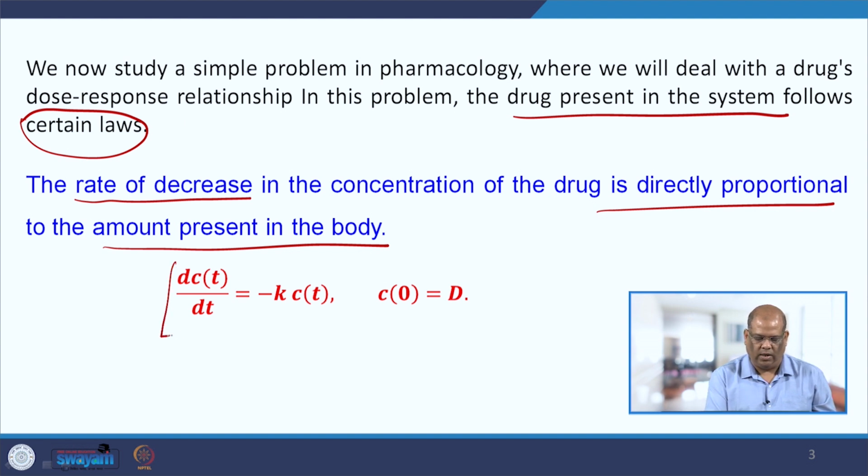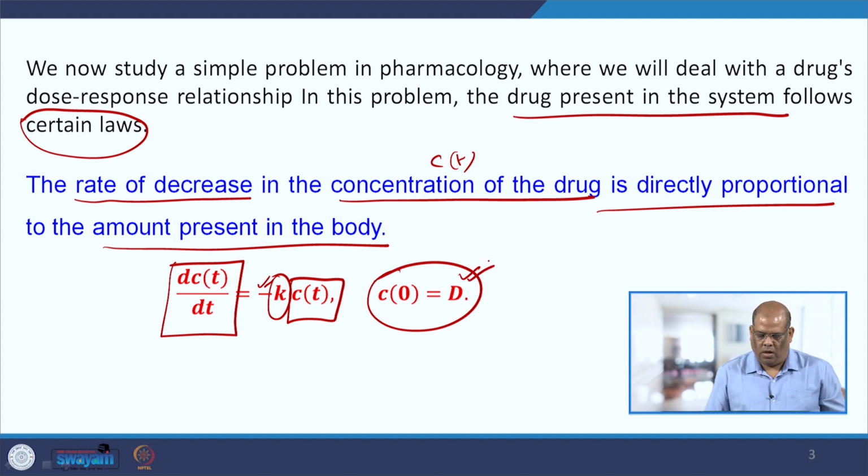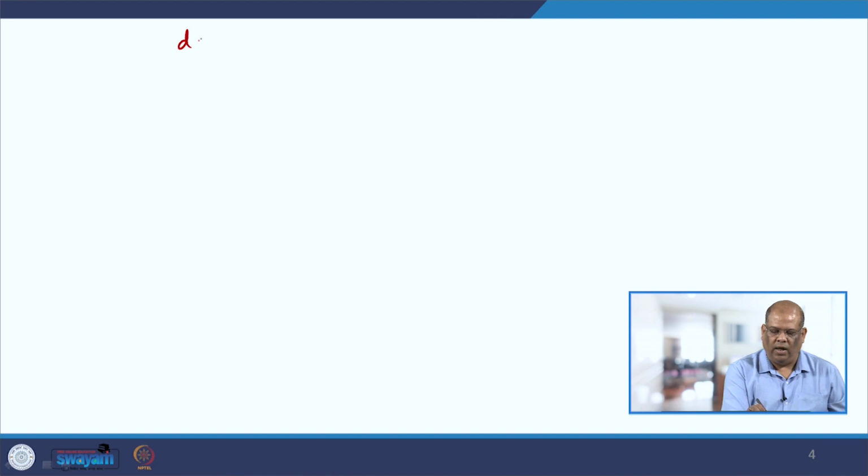So, the rate of decrease is d/dt of C(t), where C(t) is the concentration of the drug. It is proportional to the amount present, which is again C(t), and k is the proportionality constant. And since it is decreasing, we have a negative sign. Let us assume that the initial drug given to the body is some concentration D at time t equal to 0. So, we have dC/dt equal to minus k times C, and C(0) is equal to D.